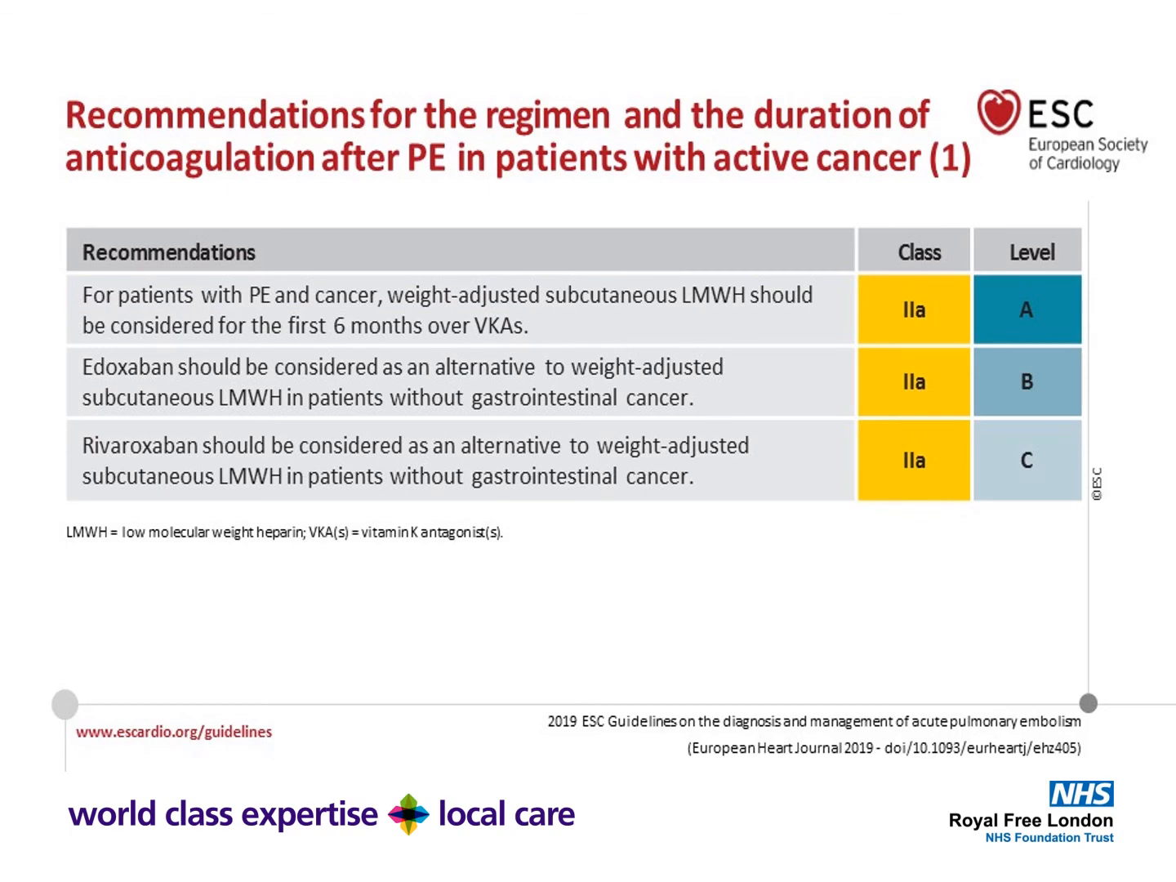So the next couple of slides here, which you can read, are about the treatment of PE in patients who have cancer. As you can see, for patients with PE and cancer, weight adjustment subcutaneous low molecular weight heparin should be considered for the first 6 months over a vitamin K antagonist.